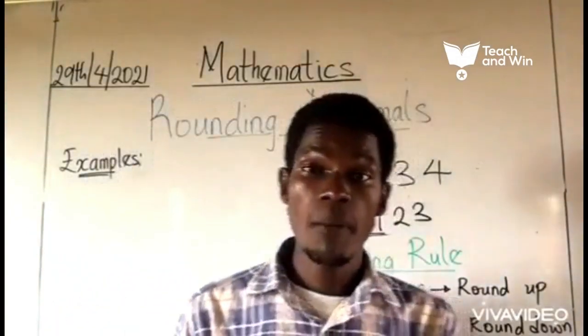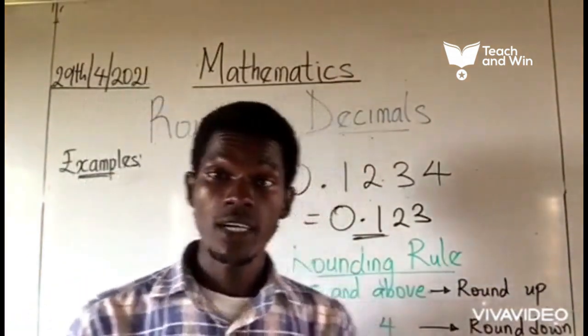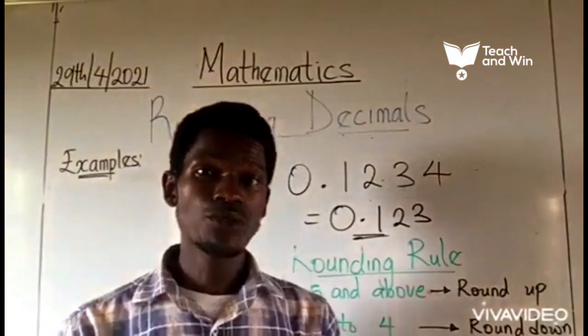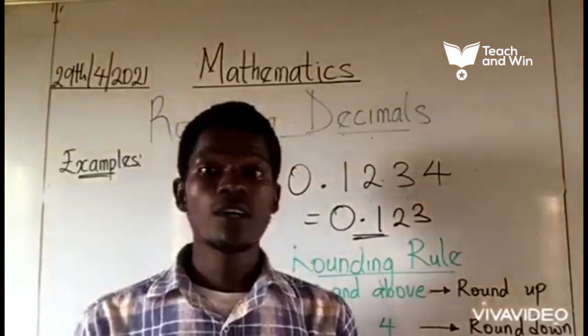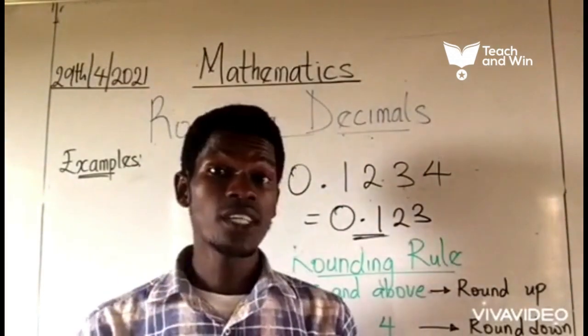So that is all about rounding decimals. So I will stop here today and continue in the next class. In the next class, we'll be looking at how to round to the nearest whole number, round to the nearest tenth, round to the nearest 100, round to the nearest thousand.